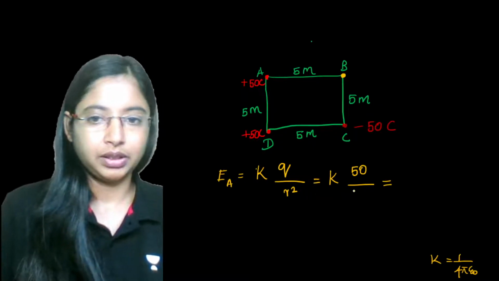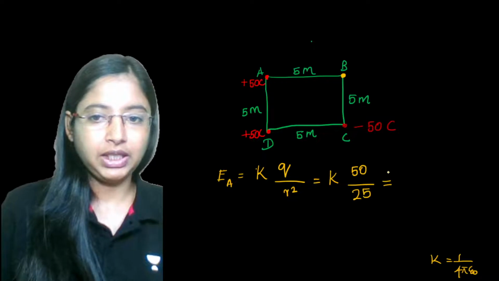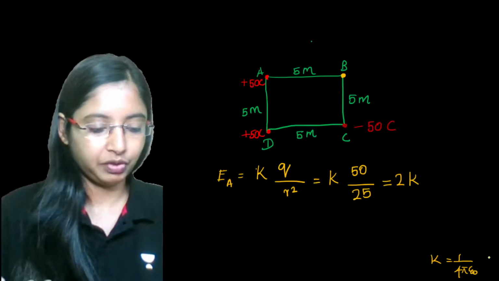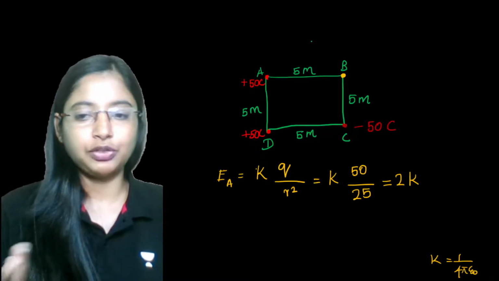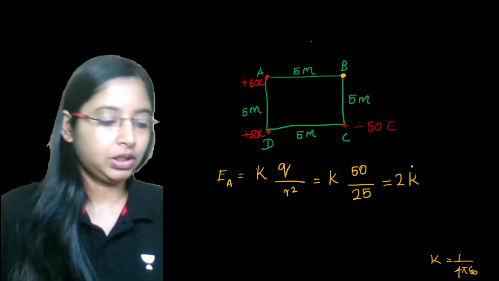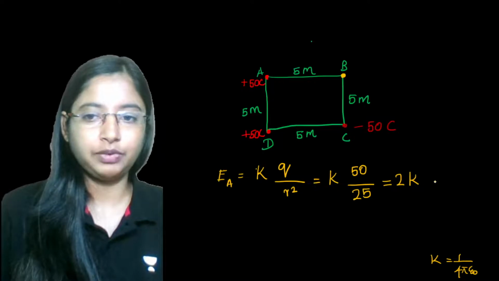Right, this will give us 2. So this EA gives us 2K. K is basically 1 by 4 pi epsilon naught. 1 by 4 pi epsilon naught is basically the constant with value 9 into 10 to the power of 9. Now what is the direction of this field? This will be along AB.